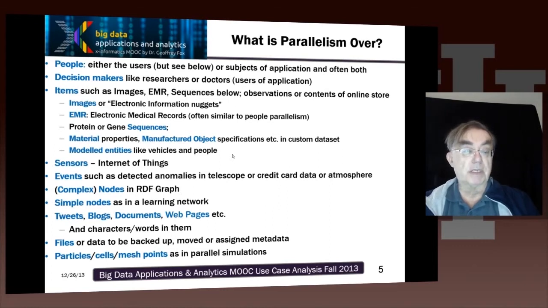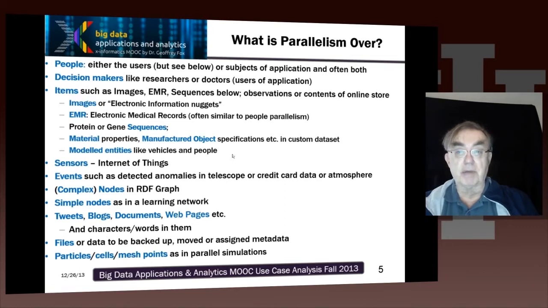A critical thing which there's parallelism over is items. Like many of the applications involve images, you have parallelism over images. Electronic medical records, which actually tend to be related to people. Gene sequences, material properties, manufactured object specifications. These are custom data sets running over a particular field. And another example we find is parallelism over things that are being modeled, like vehicles and people.